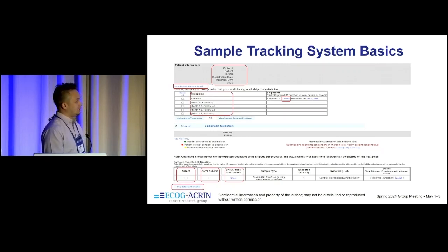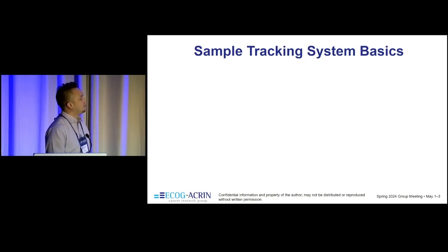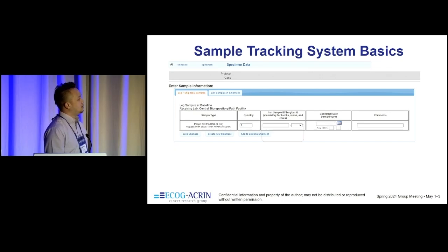Once you've selected the sample that you want to submit, you click Ship Selected Samples, and it brings you to the next page. This is the institutional surgical ID. It's typically only used for tissue submissions, and this refers to the site ID, so it's not the lab ID. And then enter collection date and time. This is important. You will not be able to submit samples unless you enter collection date and time.